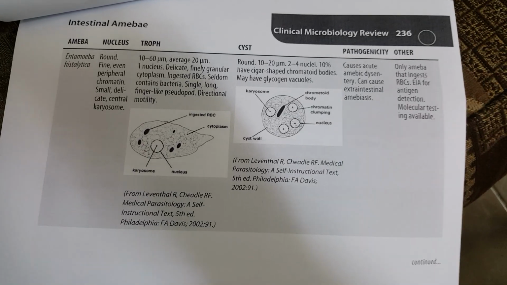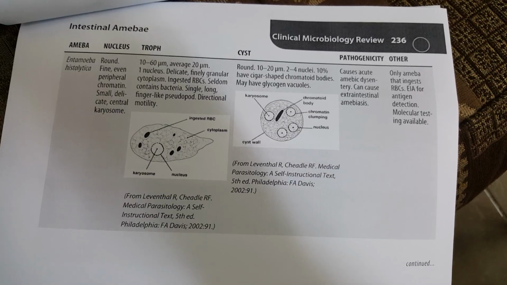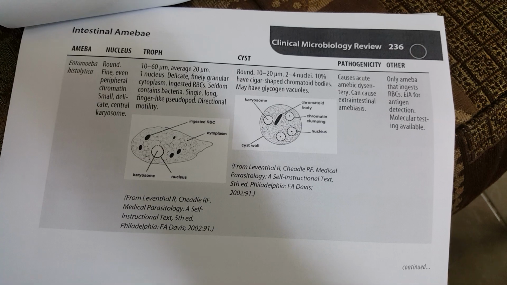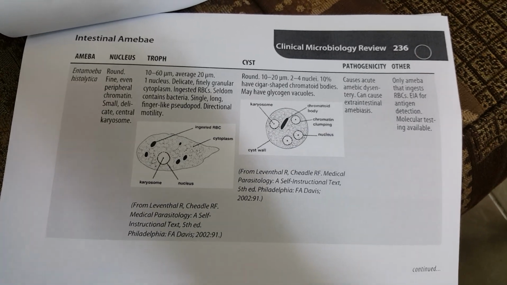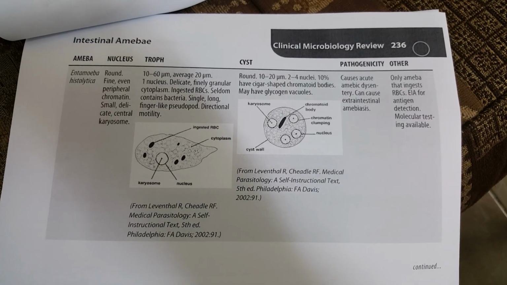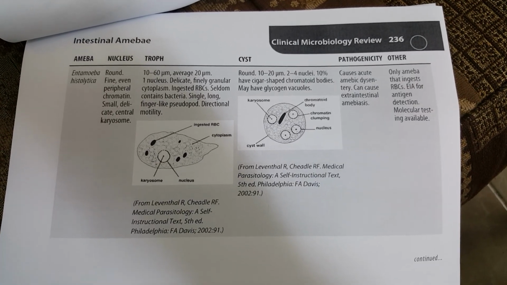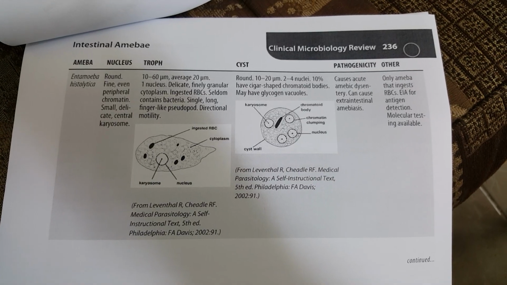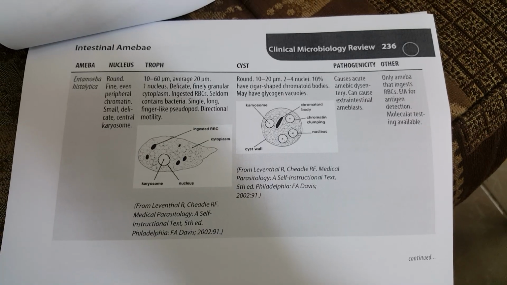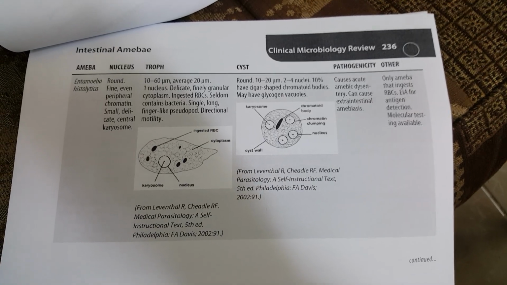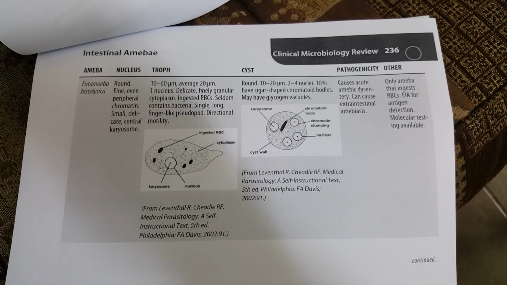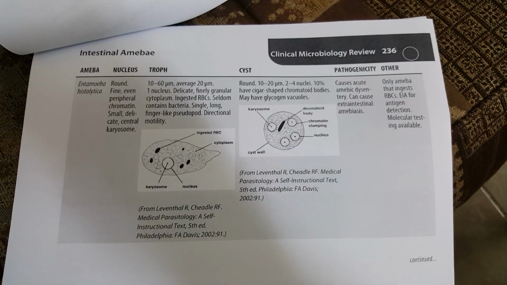Its trophozoites are motile through pseudopodia, and it multiplies through binary fission. This organism has round, fine, even peripheral chromatin and a small central karyosome. The trophozoite form is 10 to 20 micrometers, with 1 nucleus, finely granular cytoplasm, and ingested RBCs; it seldom contains bacteria. It has a single long finger-like pseudopod and directional motility.